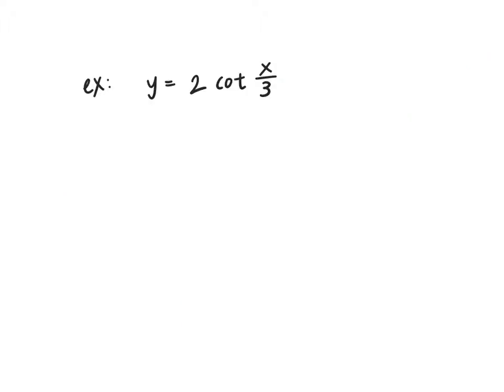Alright, let's take a look at an example. Y equals 2 cotangent of x over 3. So the first thing to think is the period is pi over b. My b value here is 1/3. So pi multiplied by the reciprocal, right? 3 over 1 would give you 3 pi. So period is 3 pi, meaning the increment is going to be 3 pi over 4.